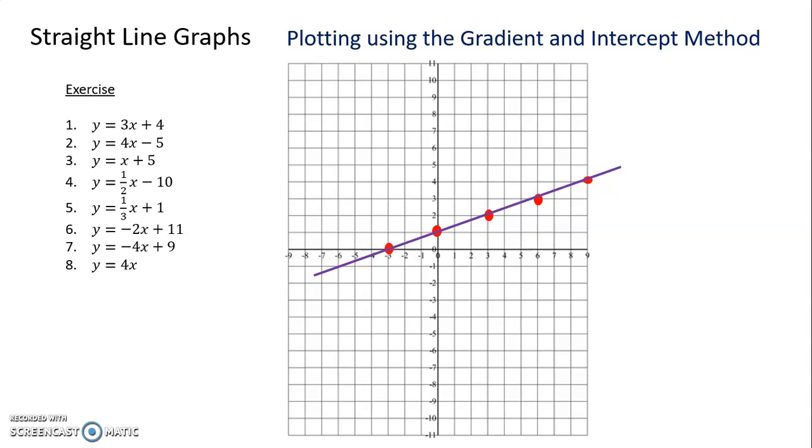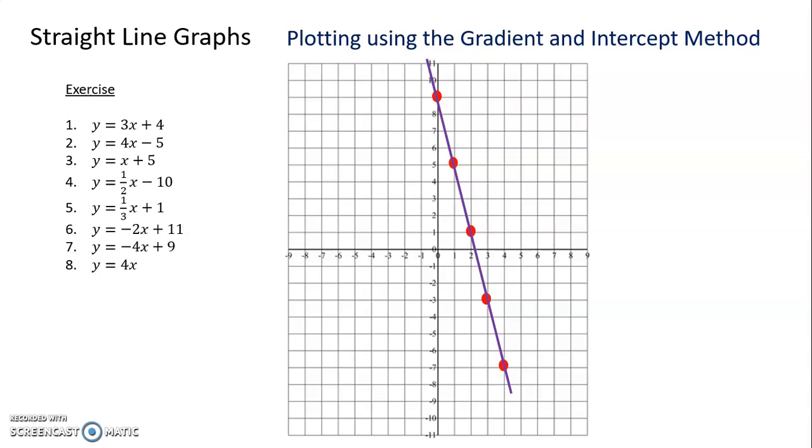Okay, next we have a negative gradient. So the intercept is at 11 and then negative 2 is the gradient. That means along 1, down 2. Join those up to make a straight line. Then another negative gradient, intercept at 9 and then along 1, down 4. And join those up.